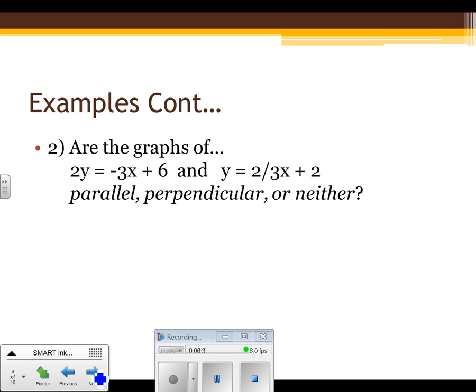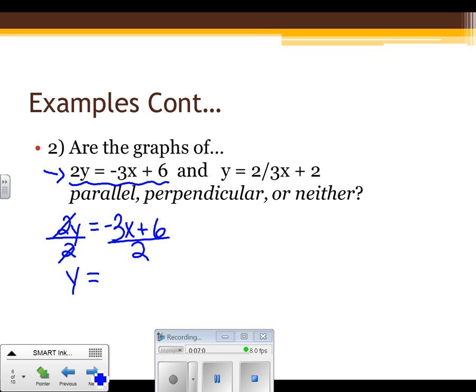Are the graphs of 2y equals negative 3x plus 6 and y equals 2/3 x plus 2 parallel, perpendicular, or neither? Now we can see right here y isn't alone. We want to get it in slope-intercept form so we know the slope and the y-intercept. So we're going to solve this for y. If we have 2y equals negative 3x plus 6, we want to divide both sides by 2. Now the y is isolated and we're left with negative 3/2 x plus 3.